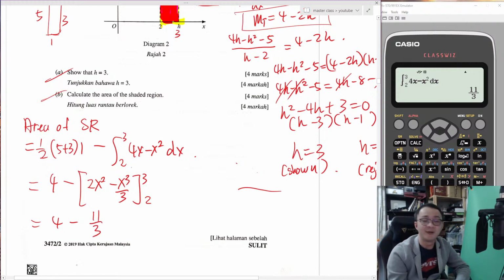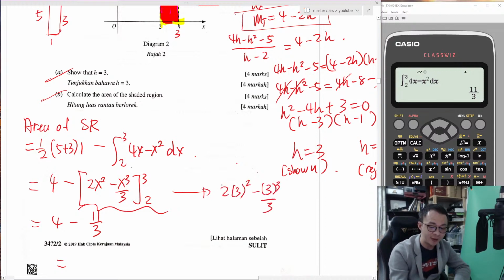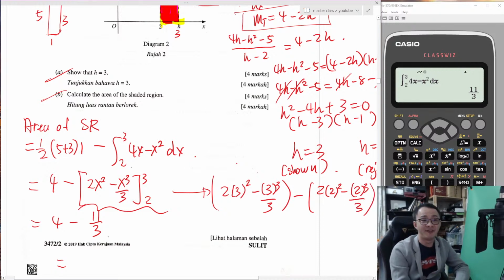But definitely you will need to show one more step, but I'm a bit lazy here. You need to show a step like this for this part: you sub the 3 into it, this is 2 times 3 squared minus 3 cubed over 3, minus you sub the 2 into it, 2 times 2 squared minus 2 cubed over 3. Yeah, then only you get 11 over 3.